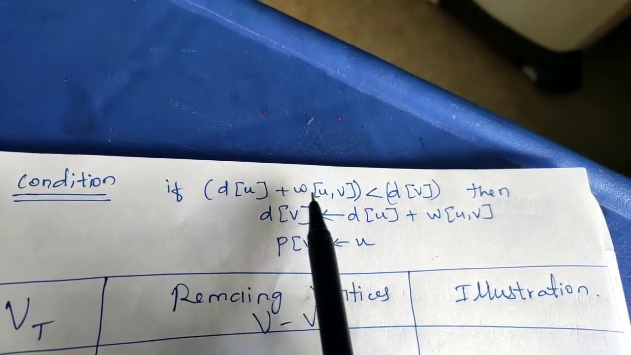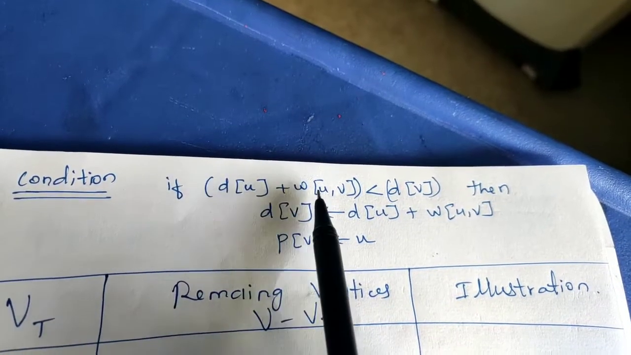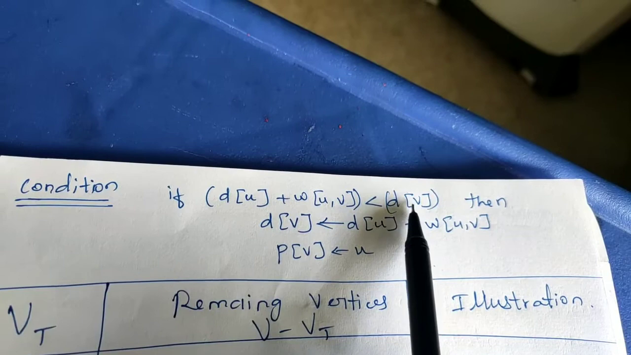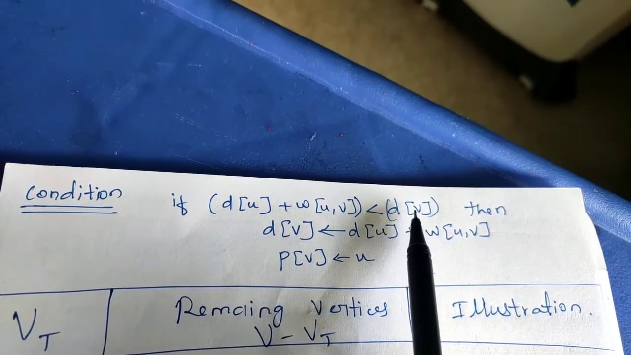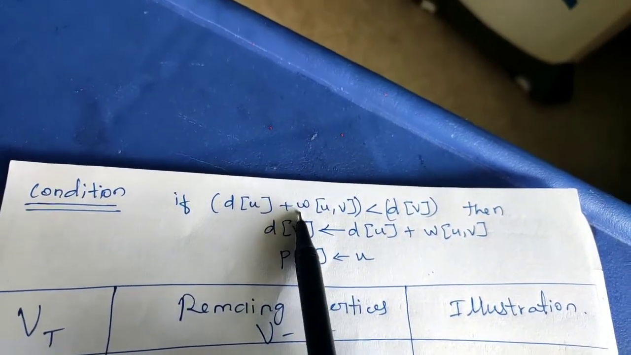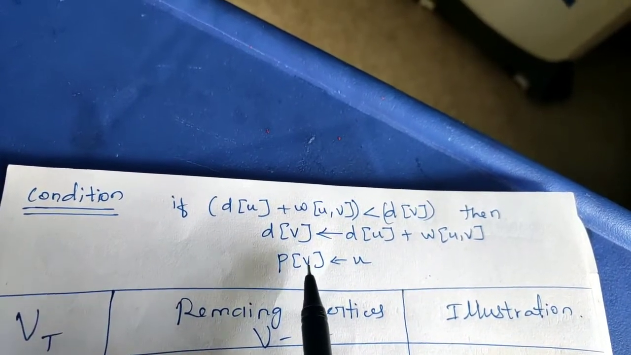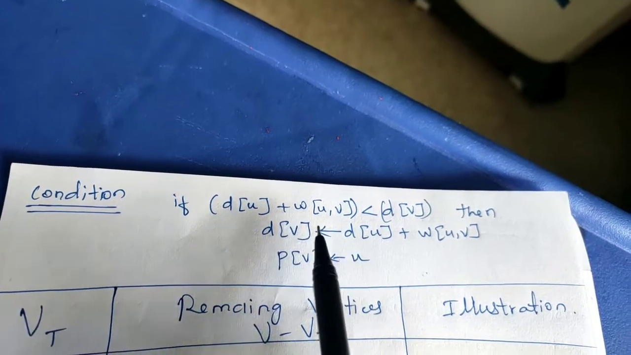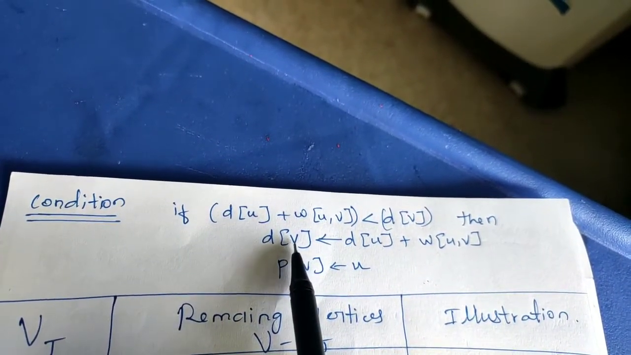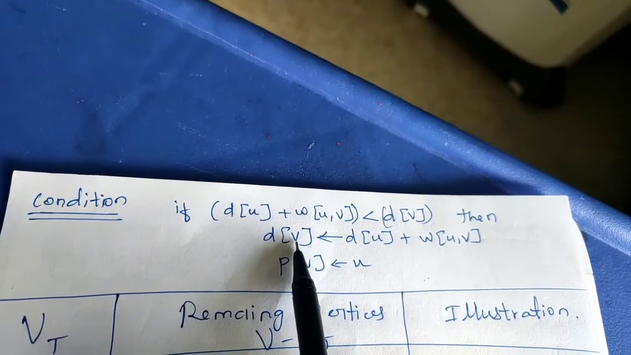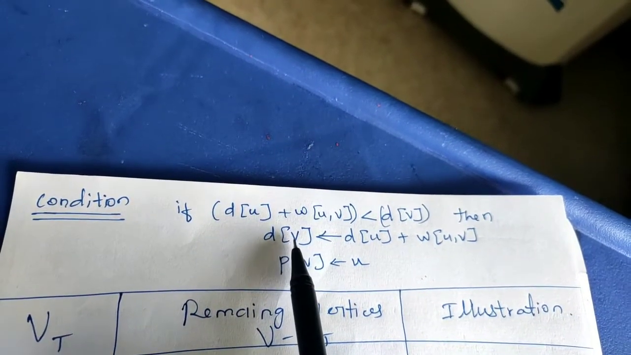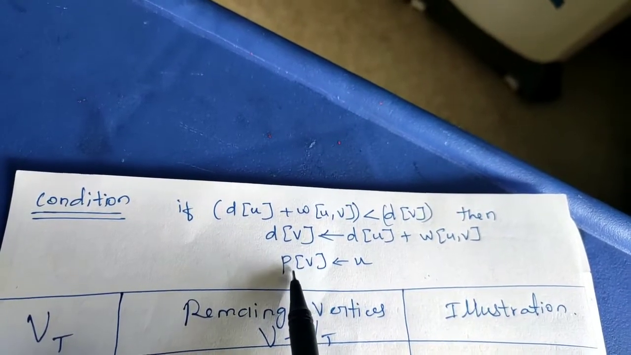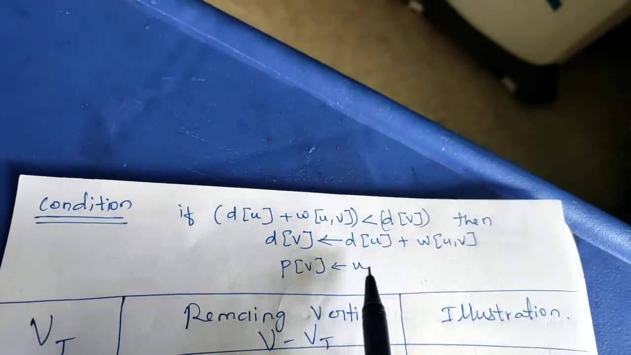If the sum of the weights of these two vertices is less than the distance of the vertex v, then update the distance of the vertex v with this. Then update the parent vertex with u. That is, if you are visiting the vertex v, from which vertex you visited the vertex v will be entered into the parent of v as u.